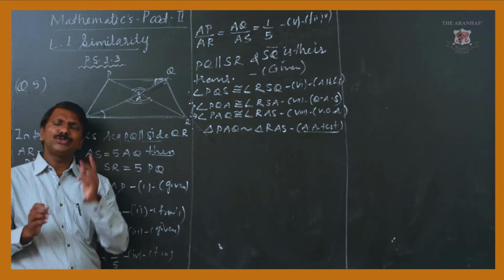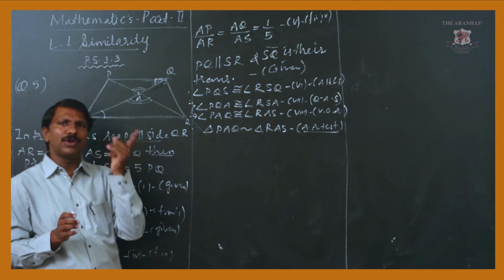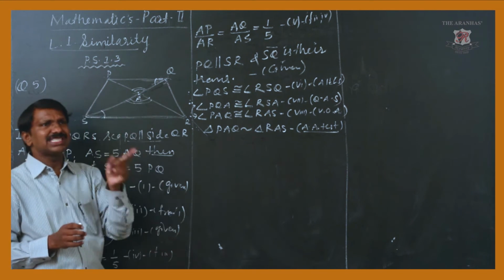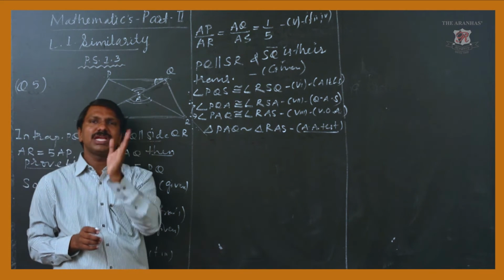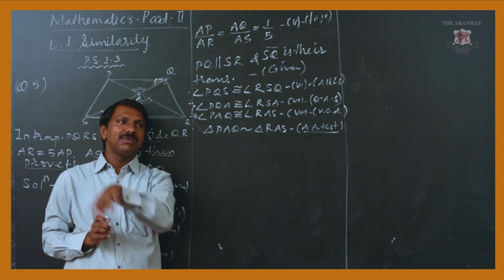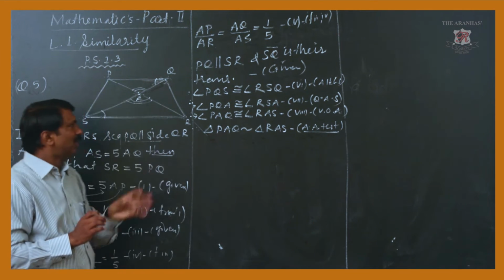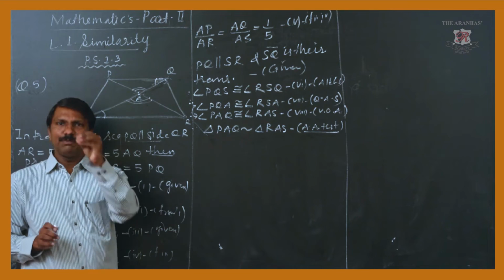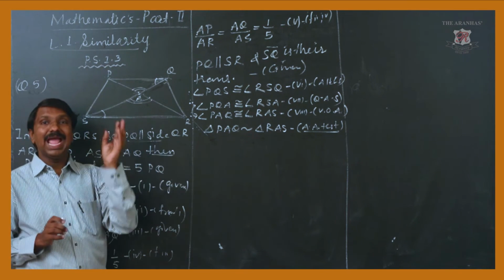So we know that when two triangles are similar, their corresponding sides, CSST, corresponding sides of similar triangles, and CAST, corresponding angles of similar triangles, have that relation. Corresponding sides are in proportion and corresponding angles are congruent.